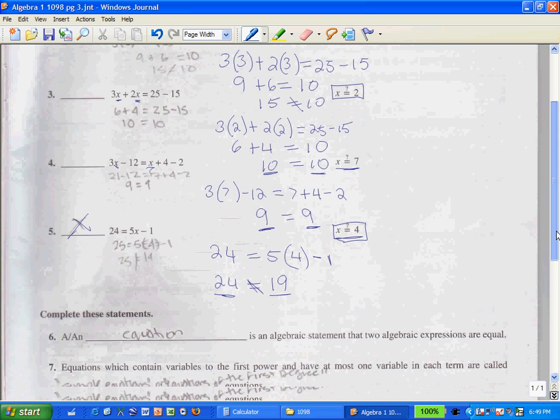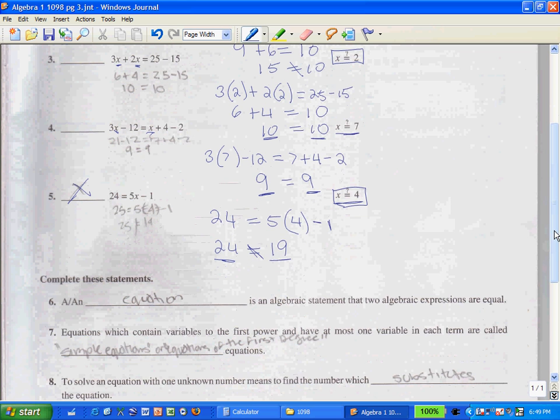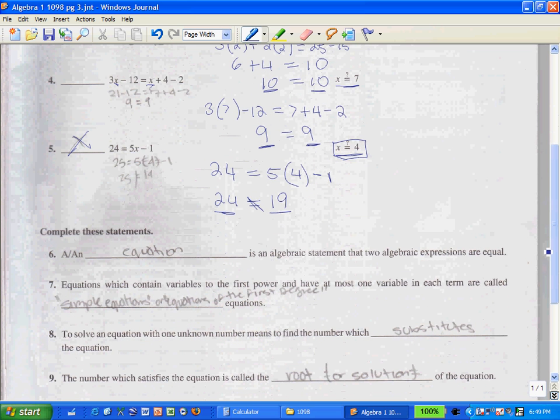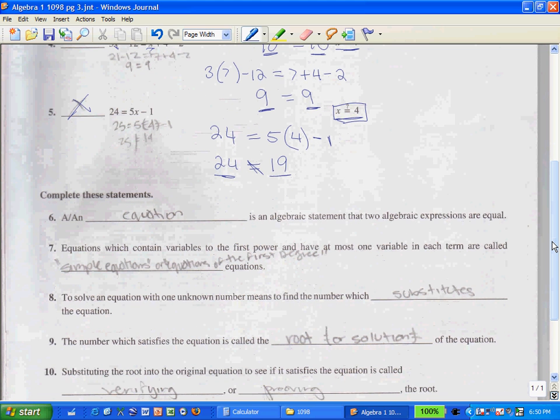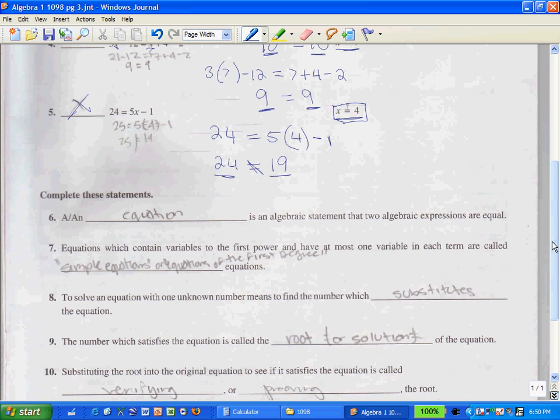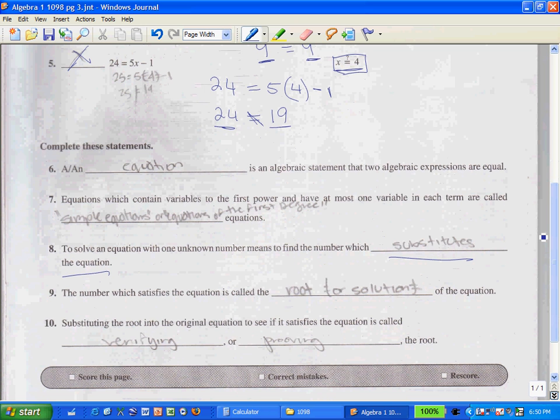That's incorrect. Okay. Now, here they're asking us some questions. Let's see. An equation is an algebraic statement that two algebraic expressions are equal. That's correct. Equations which contain variables to the first power and have at most one variable in each term are called simple equations or first degree equations. That's correct. To solve an equation with an unknown number means to find the number which substitutes the equation. The number which satisfies the equation is called the root or solution of the equation.